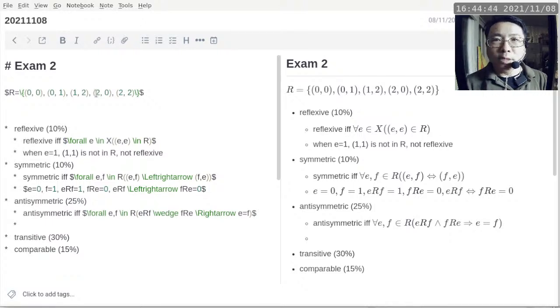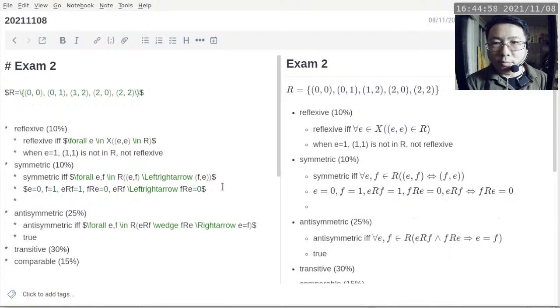When E equals 2, F equals 0, not a problem. When they're both 2's, not a problem either. So I don't see a problem, so I'm just going to say it is true. Okay, so in this case, we will say not symmetric. So in this case, it is anti-symmetric.